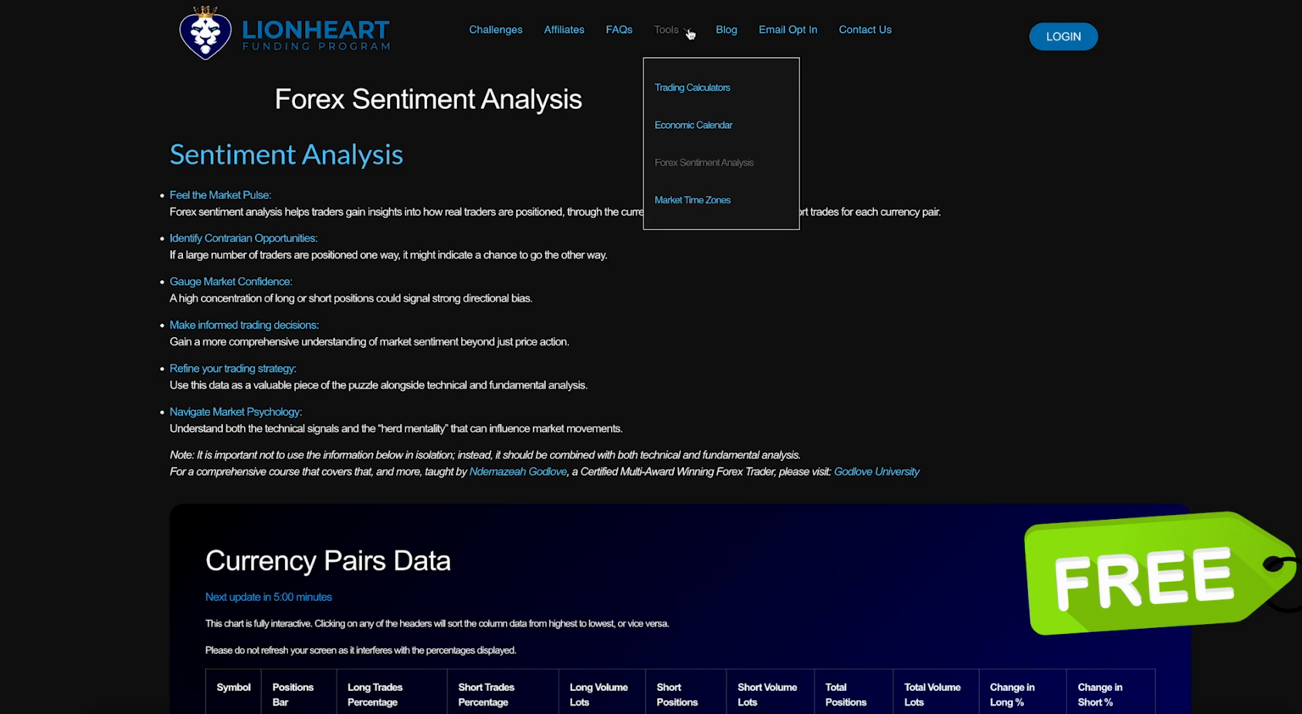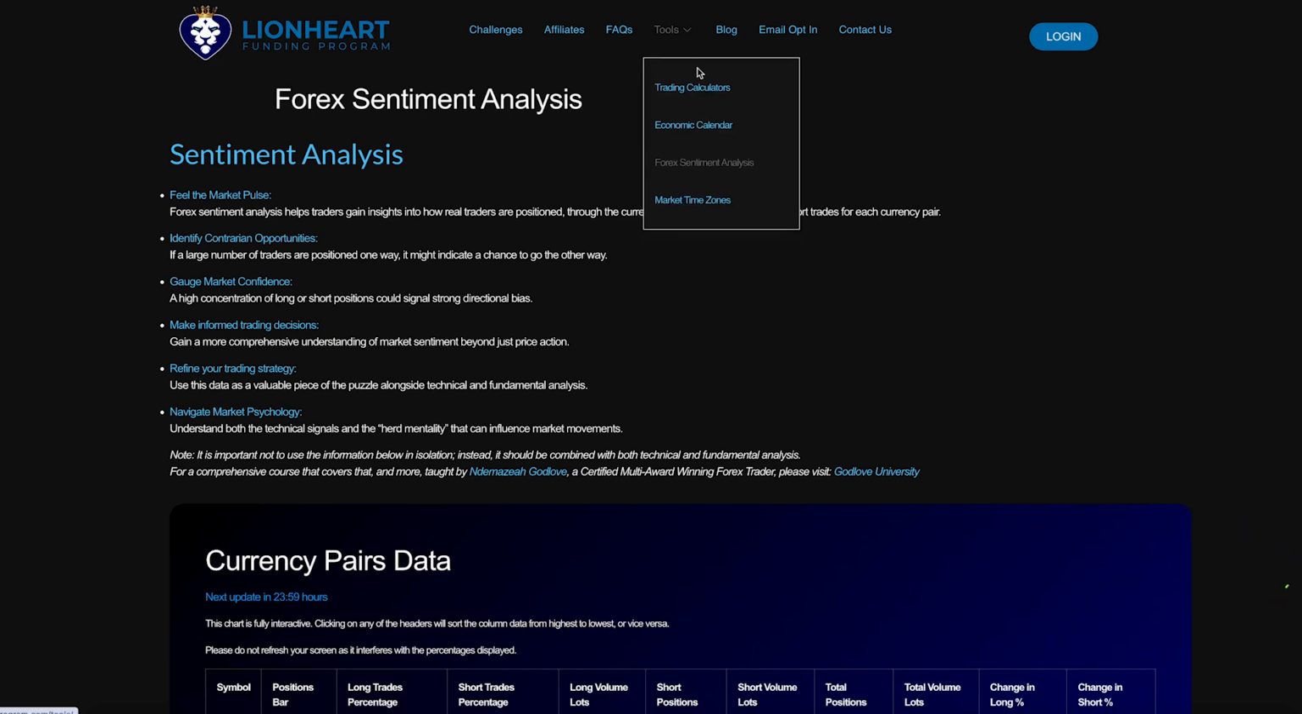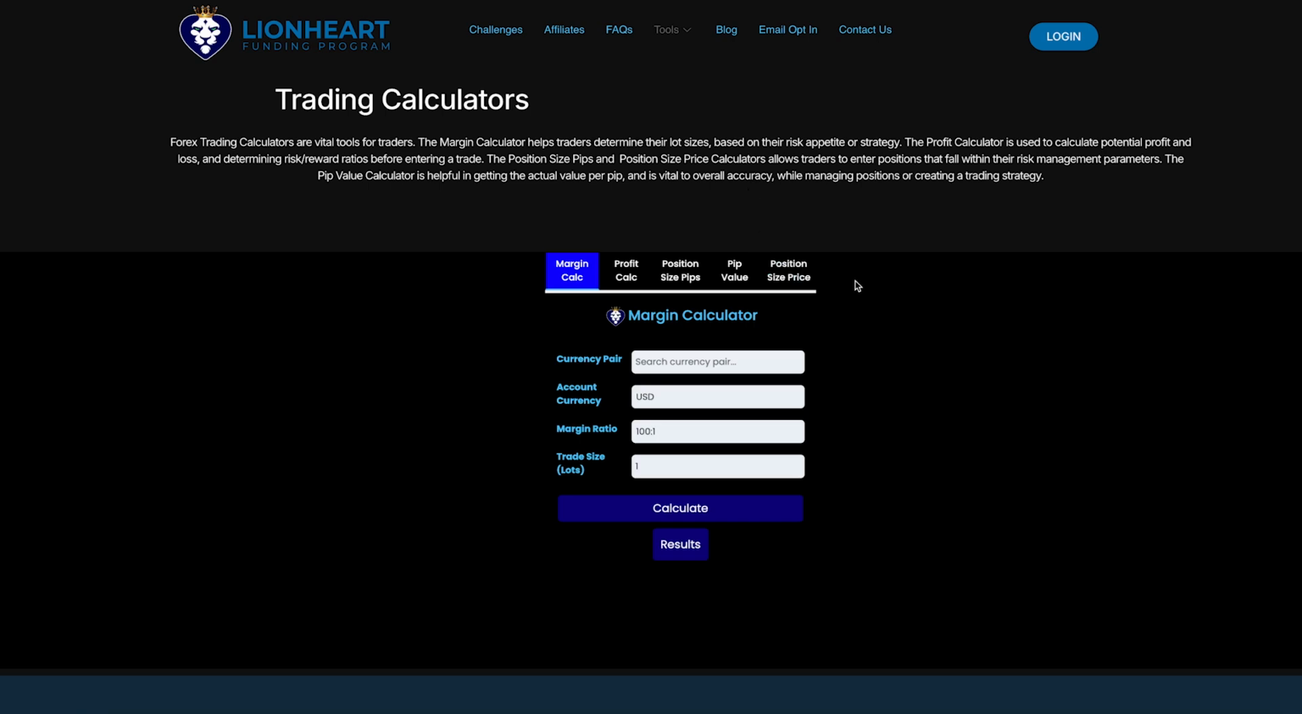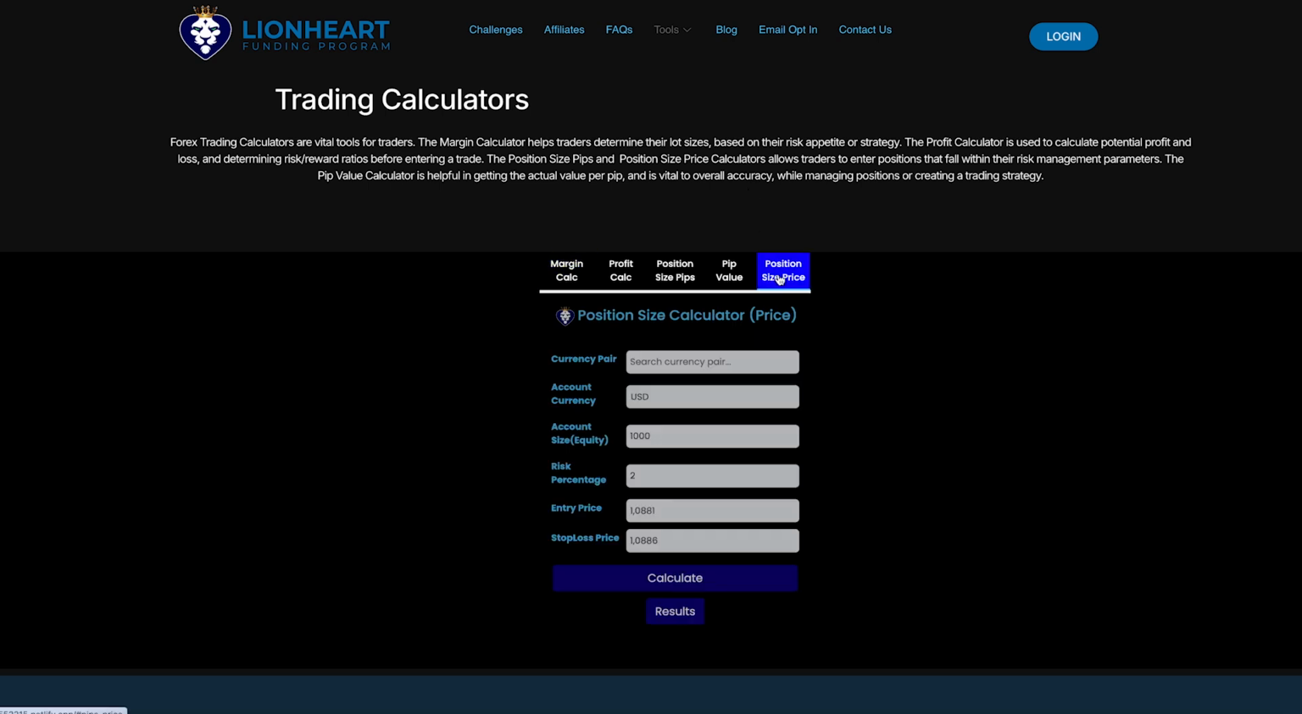Good. This software we are talking about is known as a Forex trading calculator, and is provided by Lionheart Funding Program. Like I said, it's free to use. You don't need to pay anything. You don't need to buy anything. Just go on Google and search for Lionheart Funding Program, go to the website, click on tools, and then trading calculators. It's as easy as that. Or just check the link in the video description. Just click on it, and it's going to take you directly to Lionheart Funding Program, where you click on tools and then trading calculators.